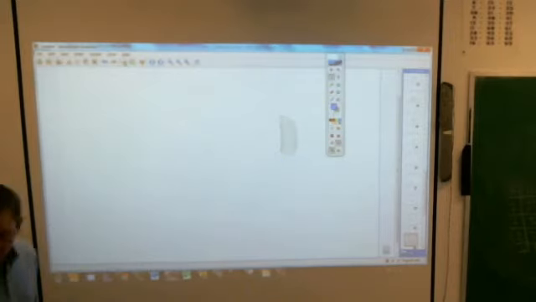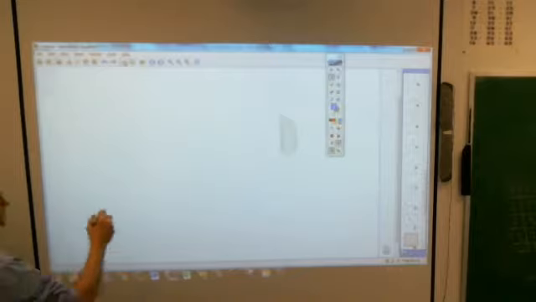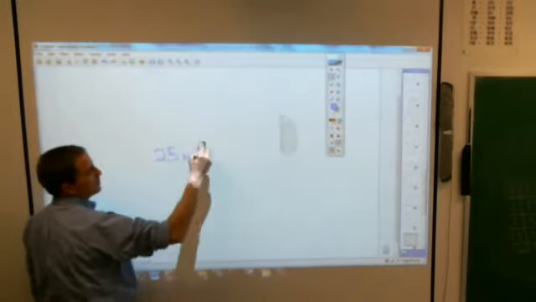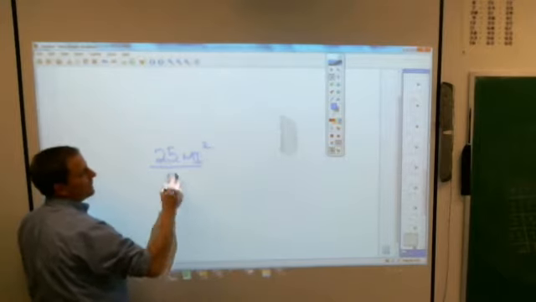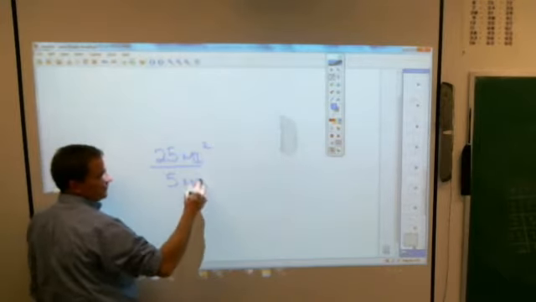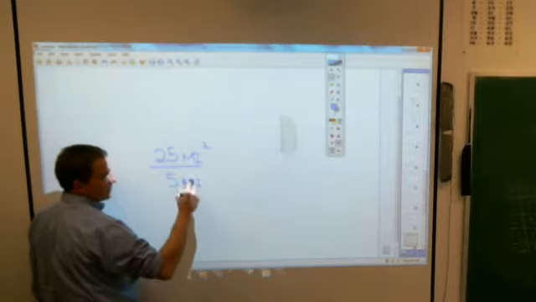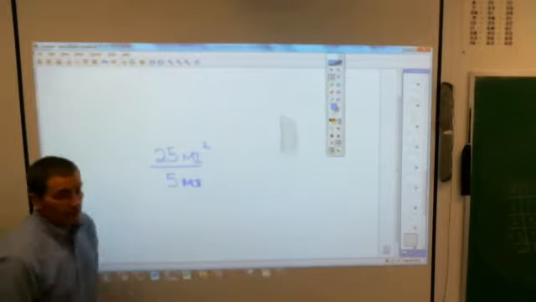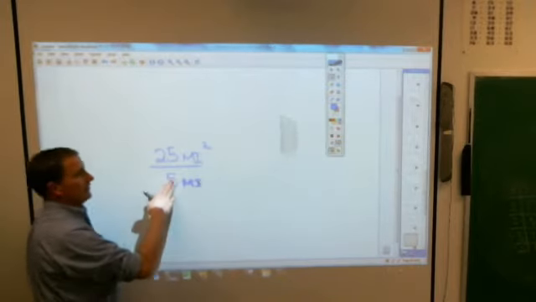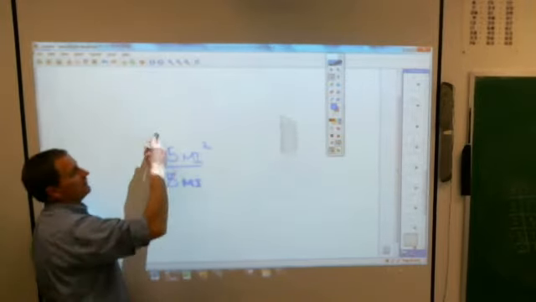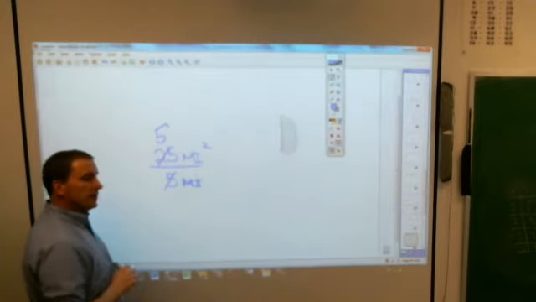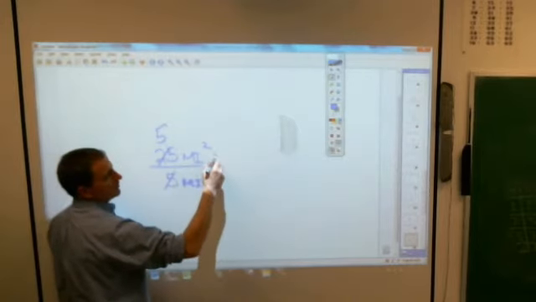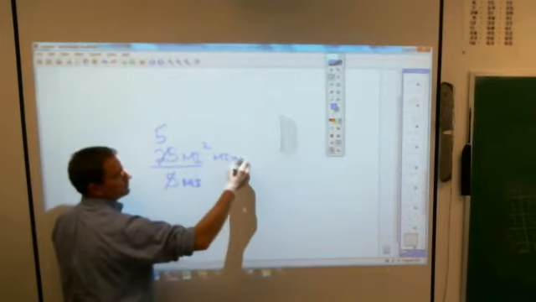Or, children, if you see something like this, 25 miles squared over 5 miles. The number part of this is pretty simple, is it not? What is 25 divided by 5? 5 goes into 25 5 times. But what about the labels? Well, we already talked about miles squared means that you have miles times miles.